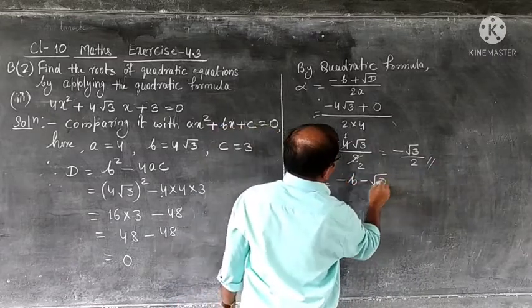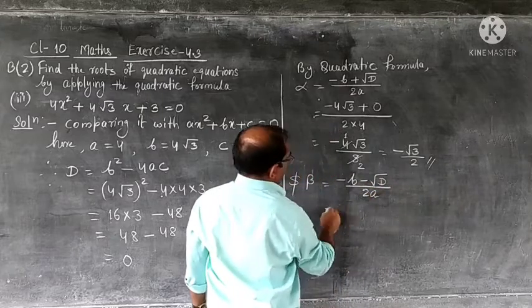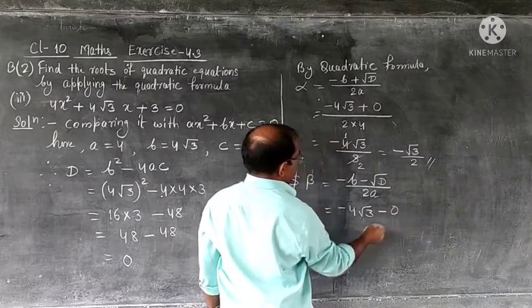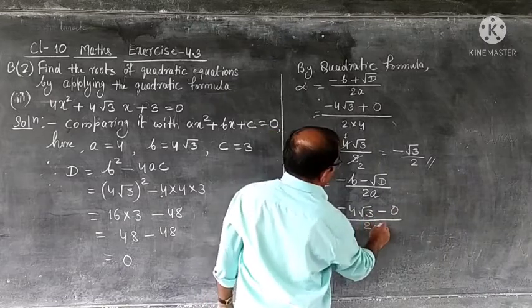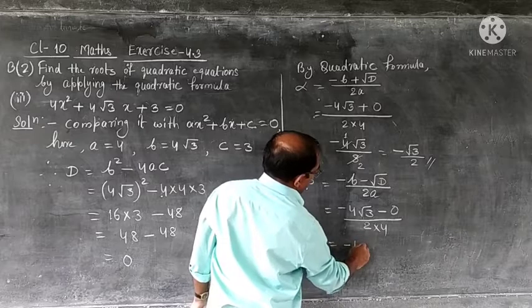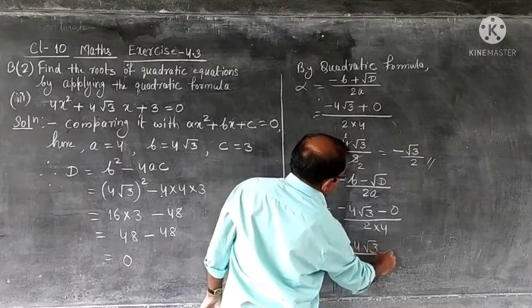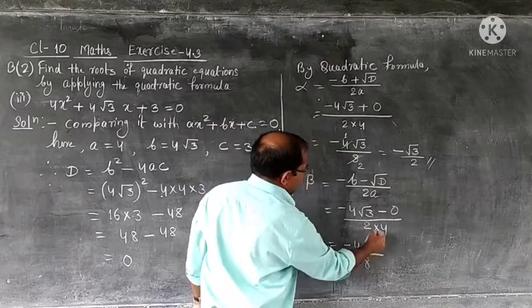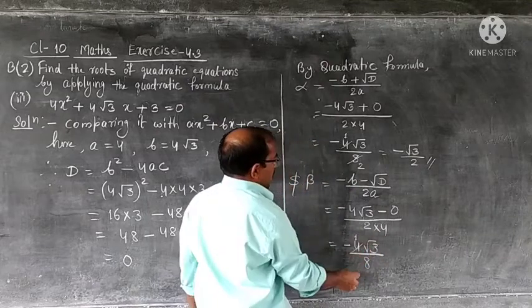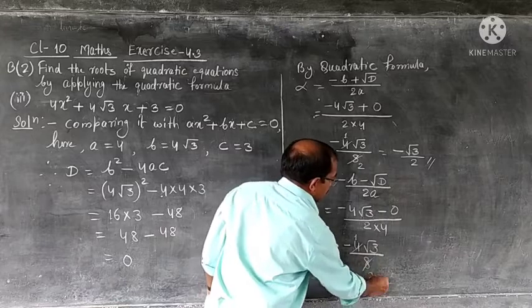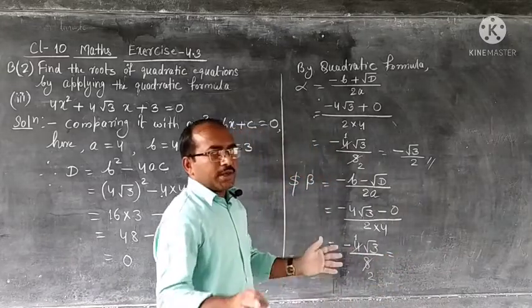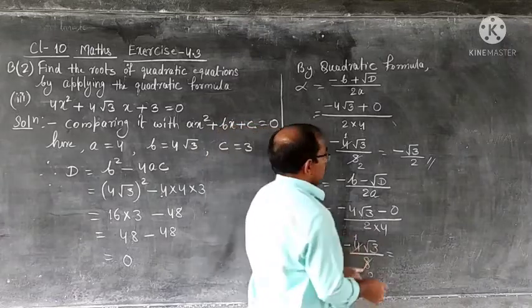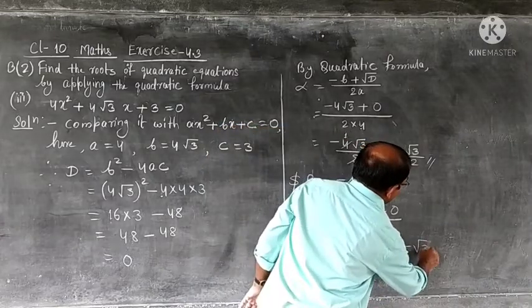then beta, the second root, minus b minus root d by 2a, minus 4 root 3, again minus d, 0, by 2 into 4. So, what we get? Minus 4 root 3. Here we multiply or just write 2 into 4, directly we can cut also. It is our wish, simplification does not have a fixed way. It should be correct, following the rules of simplification, whatever way we do is okay. So, here we get minus root 3 by 2.